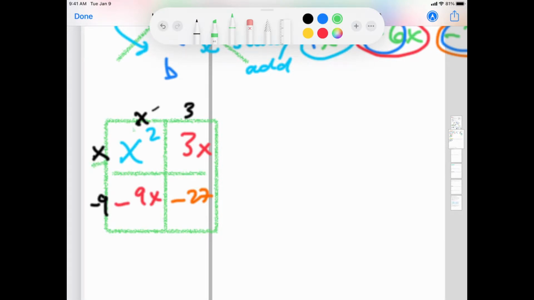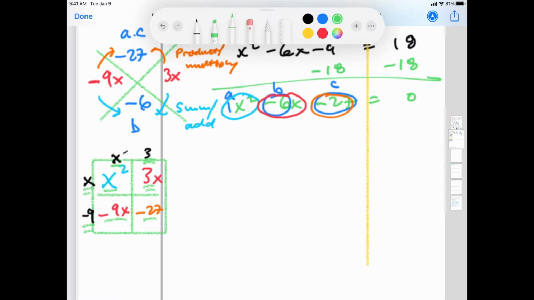X times x gives me x squared. X times 3 gives me 3x. Negative 9 times x gives me negative 9x. And negative 9 times 3 gives me negative 27. So this gives me x minus 9 and x plus 3 equals 0.